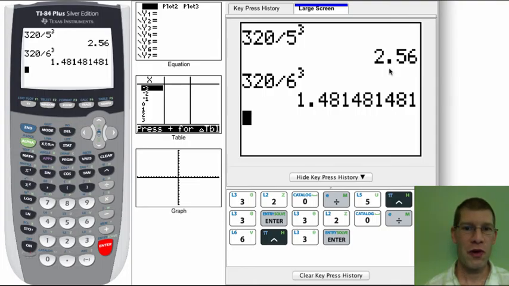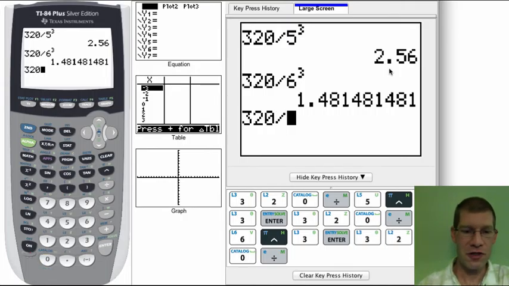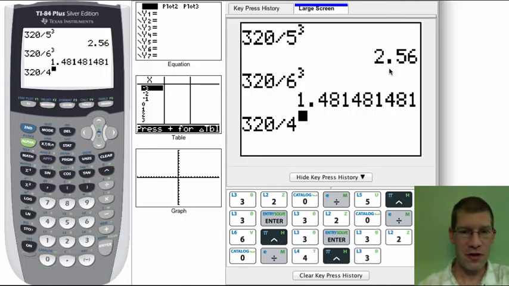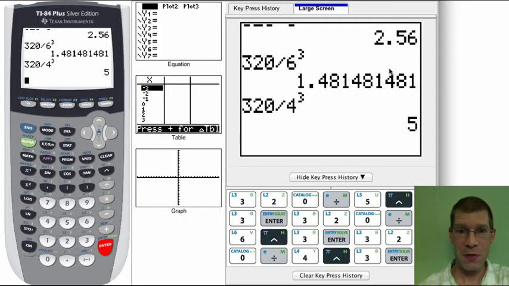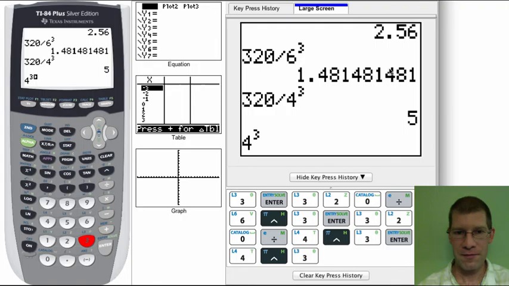Now once I have 1.48, I know that 6 to the third is too big to even go into it twice. So no point trying 7 to the third, 8 to the third, because those are going to be way too big. So the number that works, if any number works, has to be one of the numbers smaller than 5. So then I could do 320 divided by 4 to the third. And that works. So now I just need to figure out, well, what is 4 to the third?